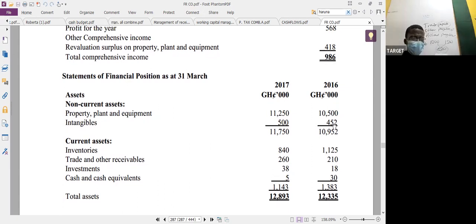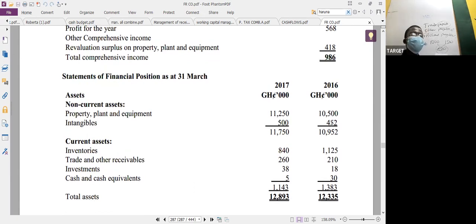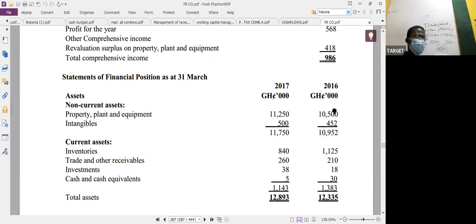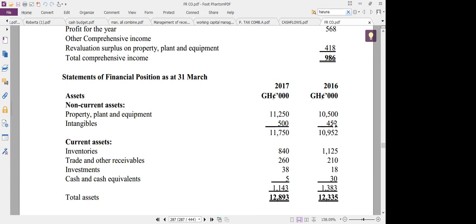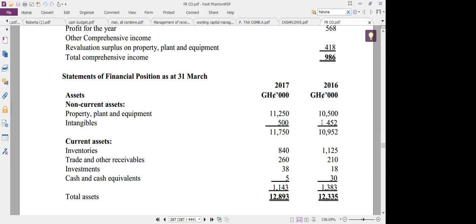So how do you balance it? Bring the opening balance of 452. Add the addition of 70 to it. If you don't get the closing balance, that means they've sold some, or they've depreciated some, or they've amortized some. So what's the difference? 452 plus 70, you get 522. 522 minus 500, you get 22. So that means they've sold intangible assets costing 22.